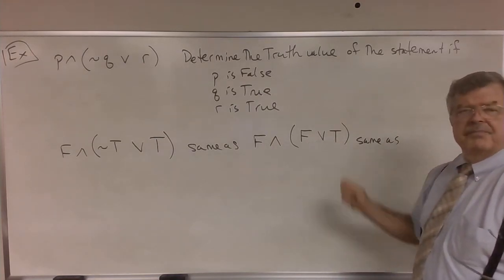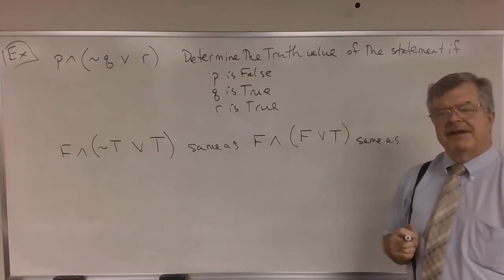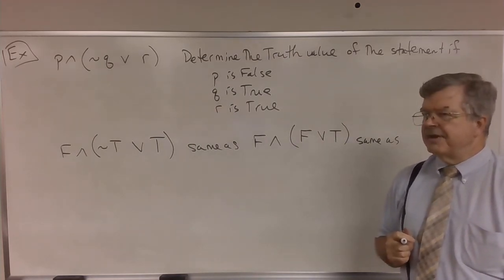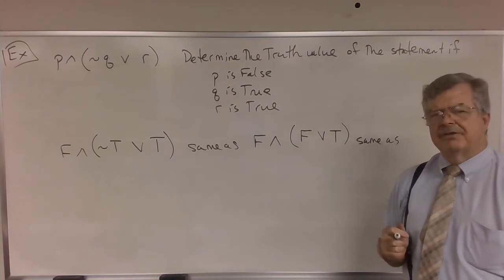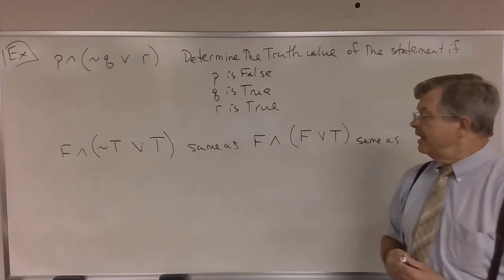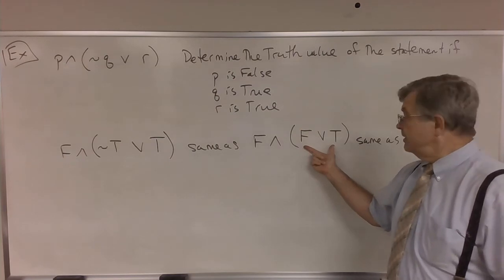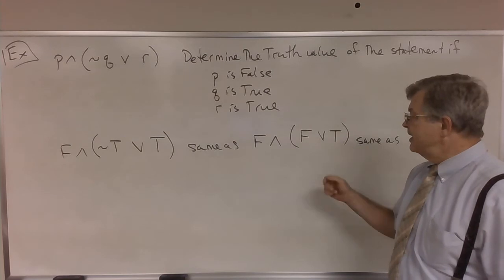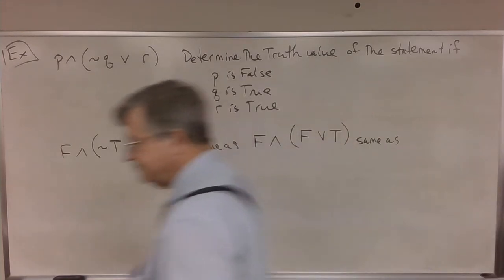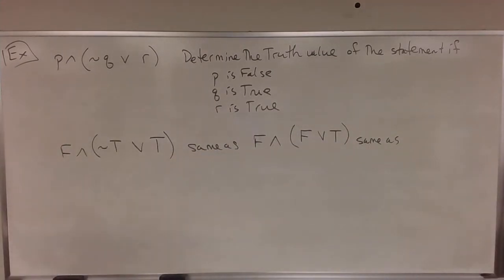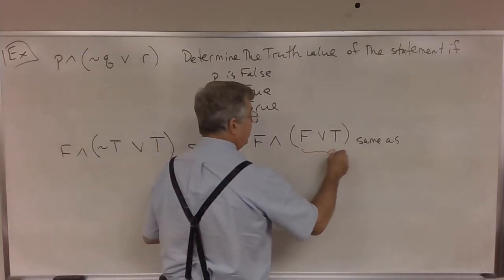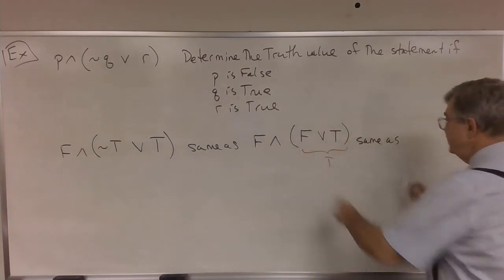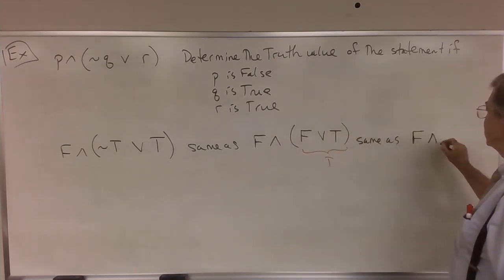False or true. What's the special case with an or statement? The only time an or statement is false is when both are false. Well, both of them aren't false here. We have a false or a true. So this whole thing is true.